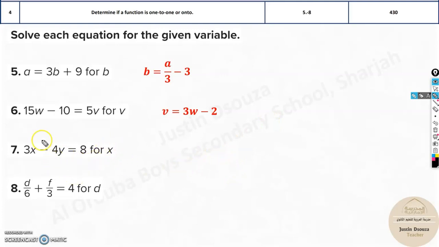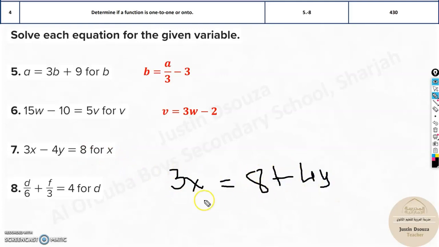I hope you paused and tried it. You have to solve for x. So let's take this 4y to the other side. Add 4y to both sides. You'll get 3x equals 8 plus 4y. And then you need to divide both sides by 3. This is the answer. You can't simplify this.